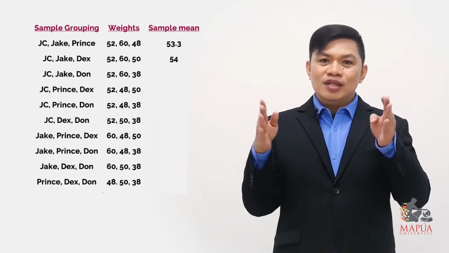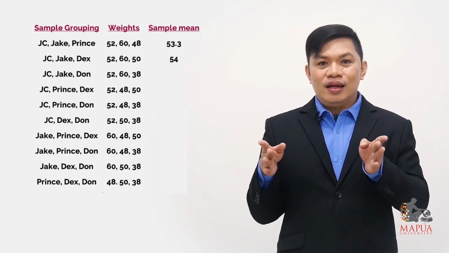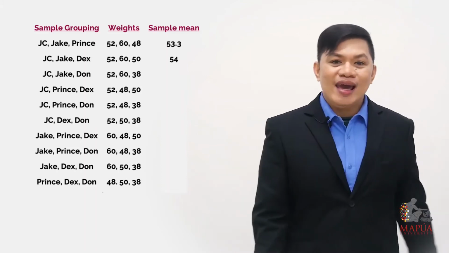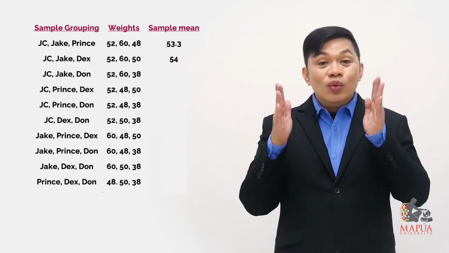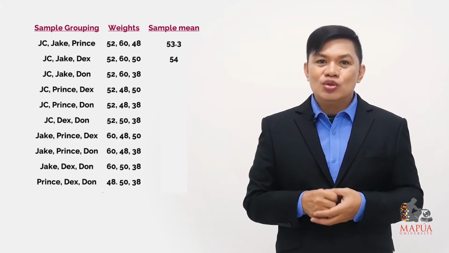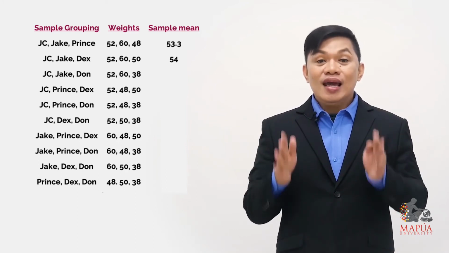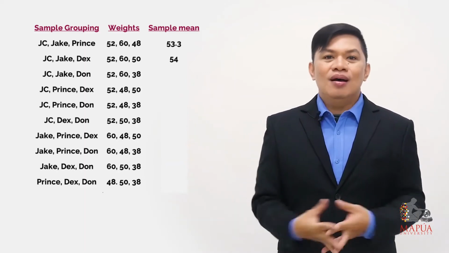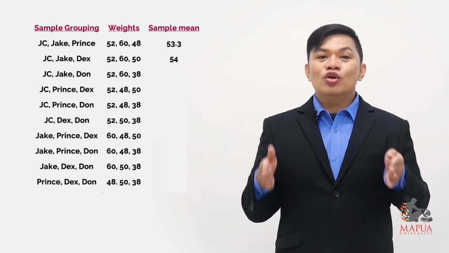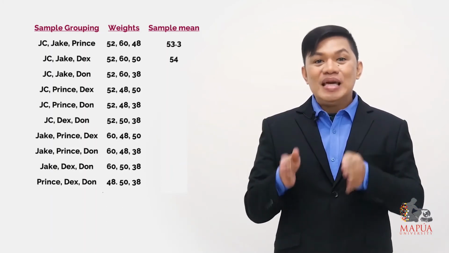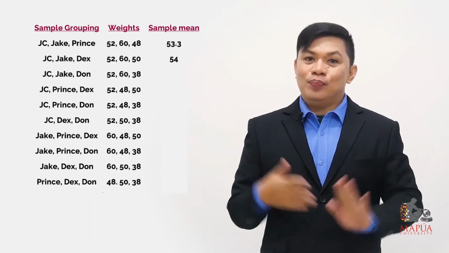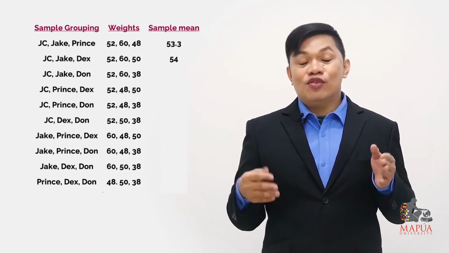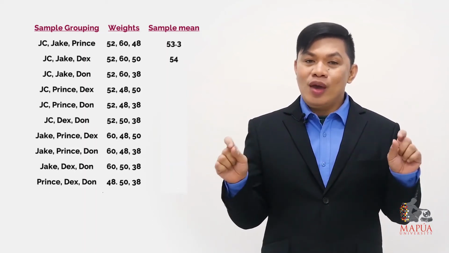And then from this, we also get their weights. The weights are measured in pounds. So in the second column, actually, you get the values. What we want to do here is to measure the average weight in its group. So, which means that since there are 10 sample groups, we will have to compute 10 different means. We have JC, Jake, and Prince with weights 52 pounds, 60 pounds, and 48 pounds. We have to determine the mean.